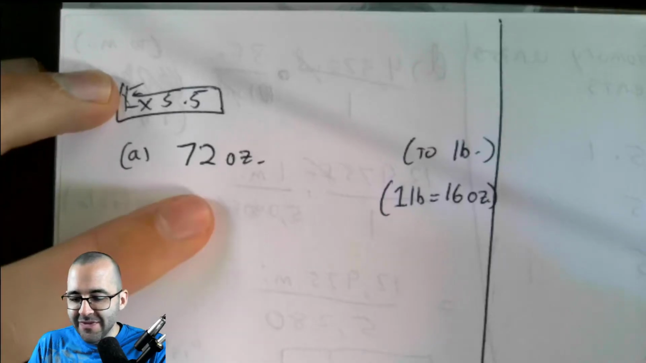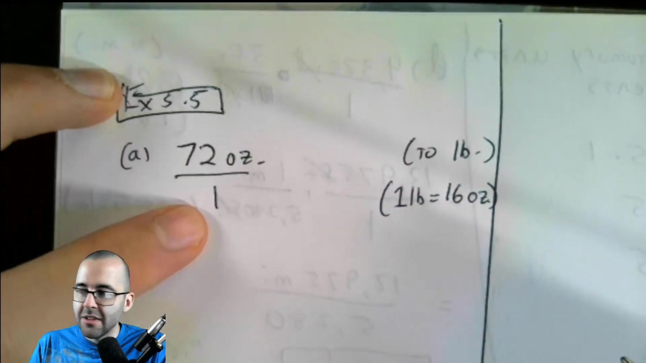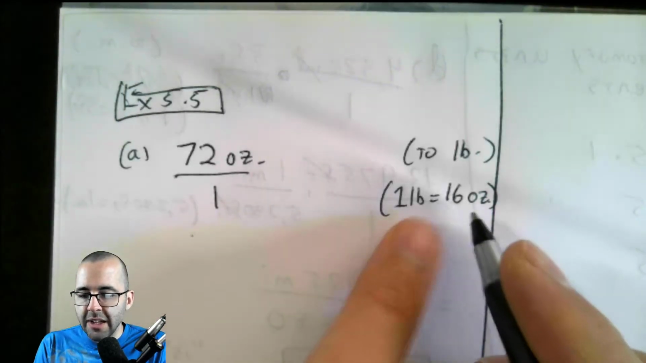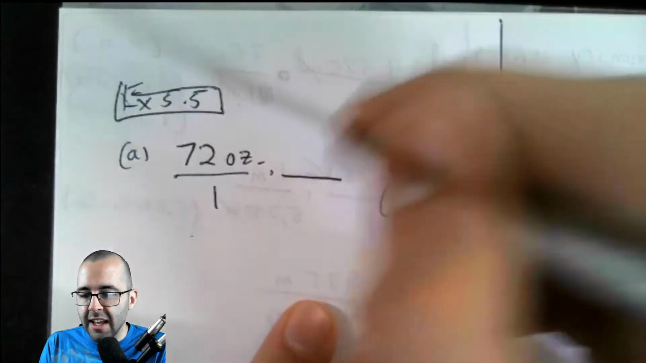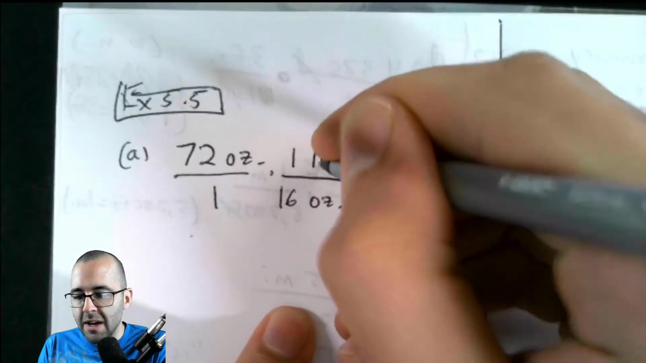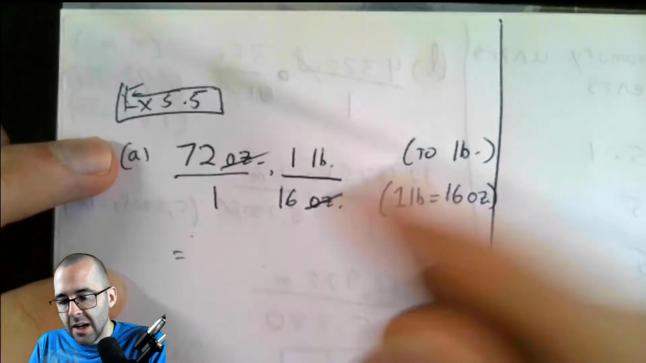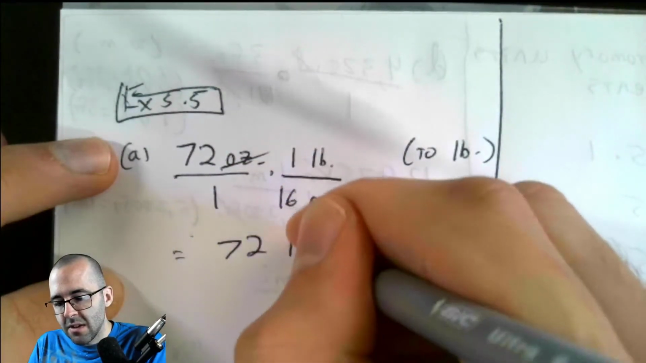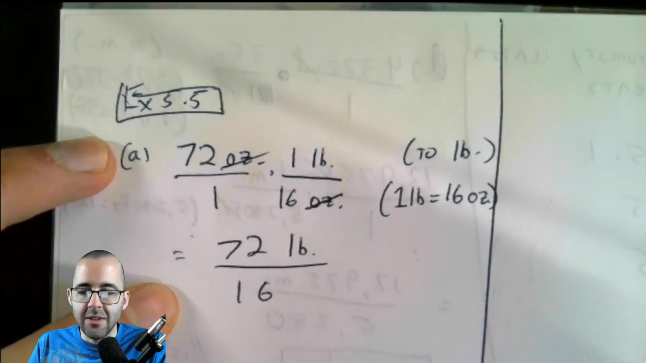But here we go. So we can write any number as itself divided by 1. We want to relate pounds and ounces. We're going to have ounces be on the bottom so that they cancel. 16 ounces is the same as 1 pound. Ounces cancel, and we have 72 pounds divided by 16, and we divide that out.